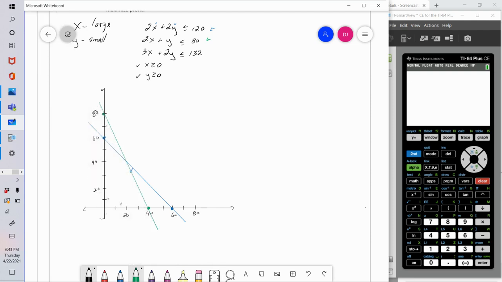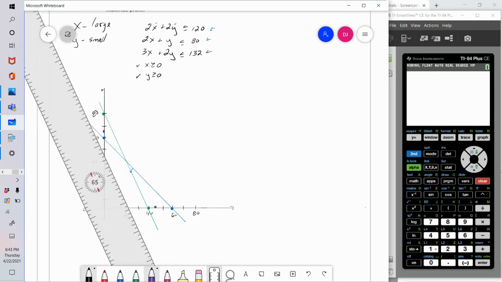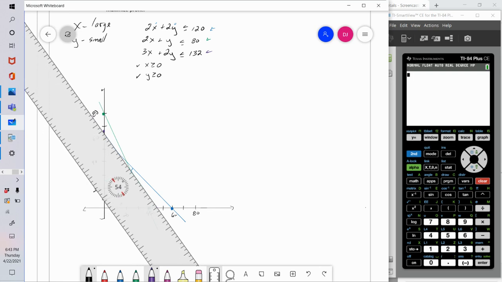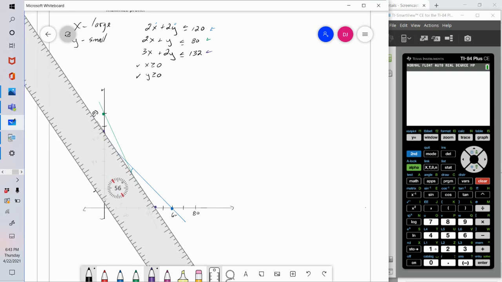And then the third line, let's use purple here. If x is 0, y will equal 66. And if y is 0, x will be 132 divided by 3, which is 44. And so my purple line is going to go something like this. And can you see why we want to be careful?